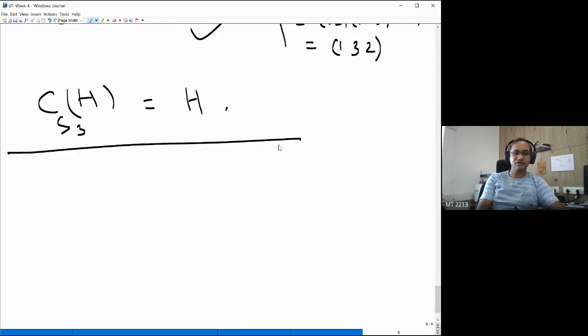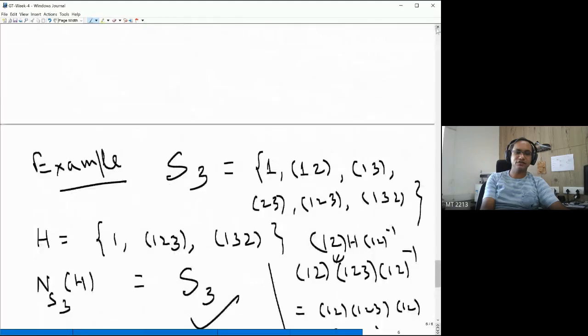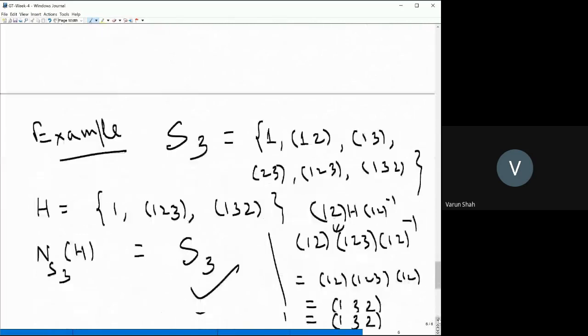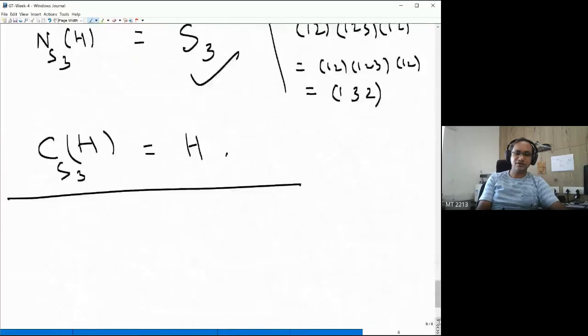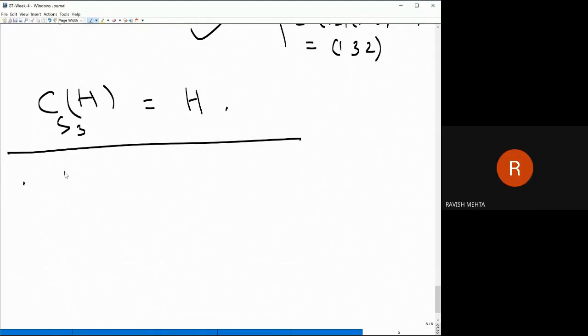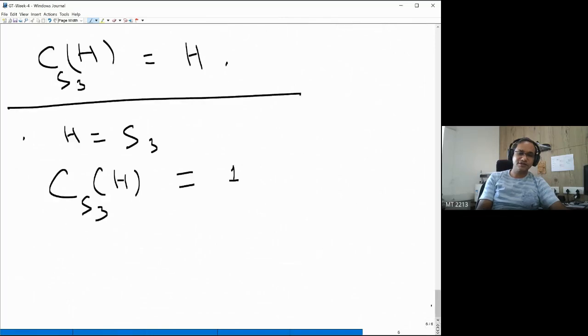So we don't have an example of the situation where H is not contained in the centralizer yet. Can you tell me what example we can take? What if we take S3, the entire group, as H? Okay, that's a good thing. Then the normalizer will be the entire group. And if I take H to be S3 itself, then compute the centralizer of H in S3, what do you get? It will turn out to be the identity.